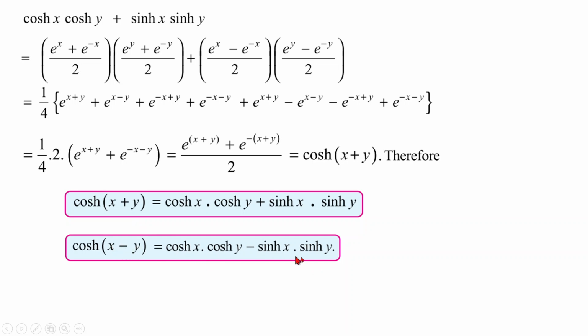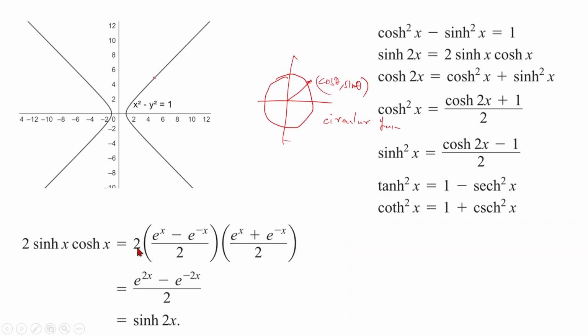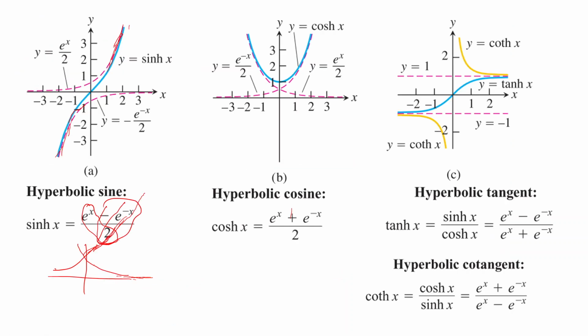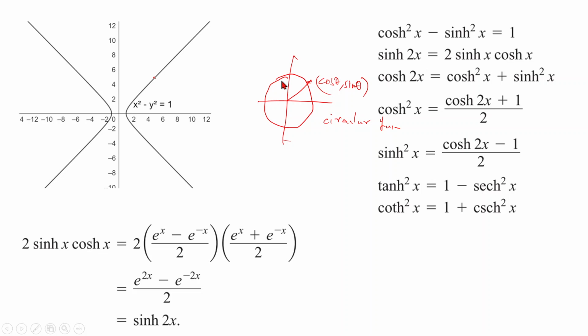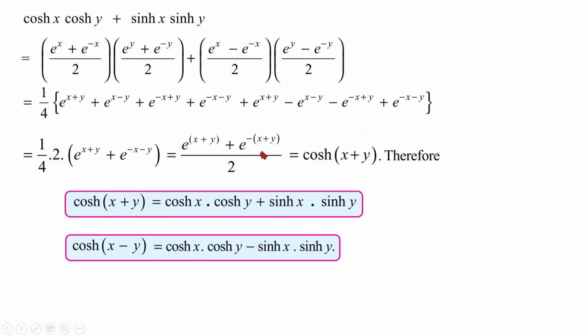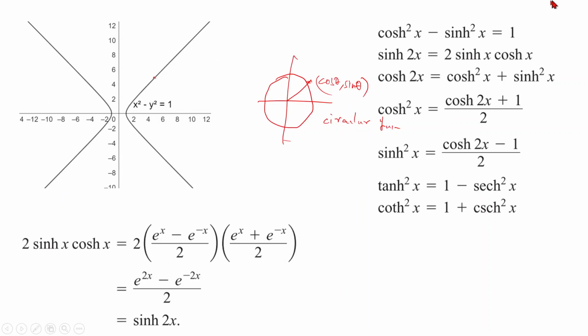When x becomes y, what will happen here? x equals y, this becomes 0. This becomes what? Cosh square x minus sinh square x. Basically, cosh 0. What is cosh 0? We found out it is equal to 1, right? Basically, what we have got: cosh square x minus sinh square x is equal to 1. That is this first identity.